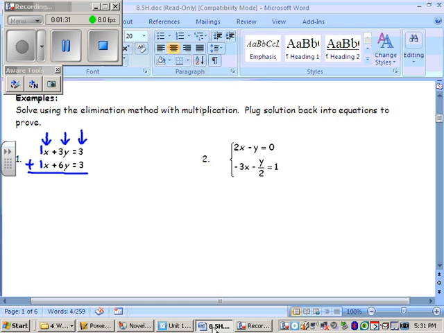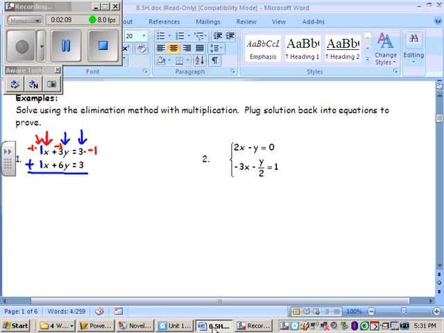So the way that we do this is we have to think of what we can multiply, in this case, one of the two equations by, so that we can eliminate the x's. So we want to multiply all three terms by a number so that we can make the first term a -1, which will allow us to eliminate the x's. So how can we make the 1 a -1? We simply multiply each term by -1.